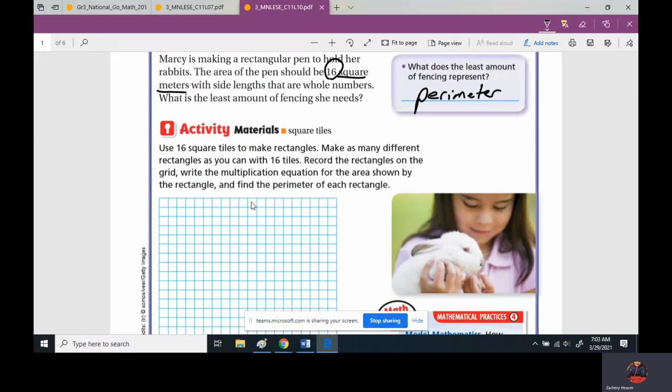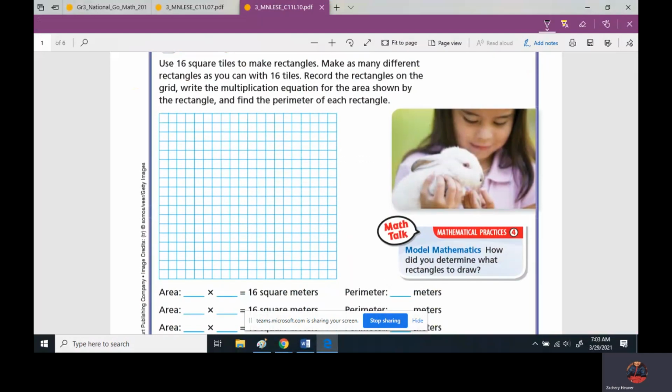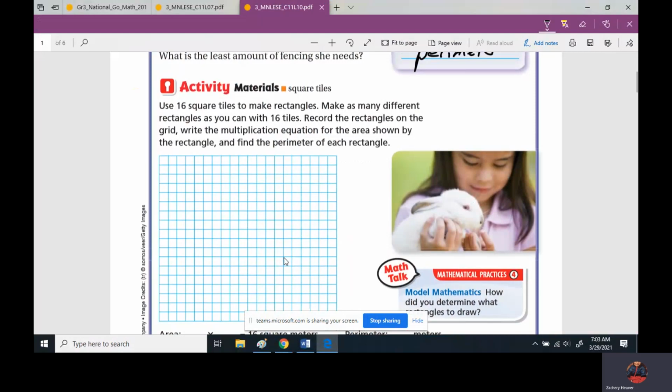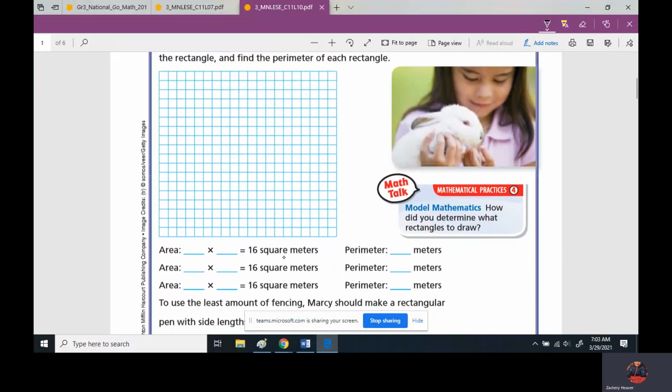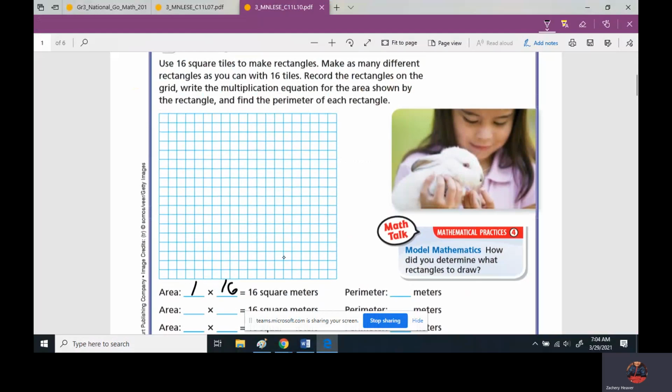Now it says use 16 square tiles to make as many different rectangles as you can. So let's think of every multiplication problem that equals 16. Let's do the easiest one first: 1 times 16 equals 16. Let's make a 1 by 16. So we have 1, 2, 3, 4, 5, 6, 7, 8, 9, 10, 11, 12, 13, 14, 15, 16.